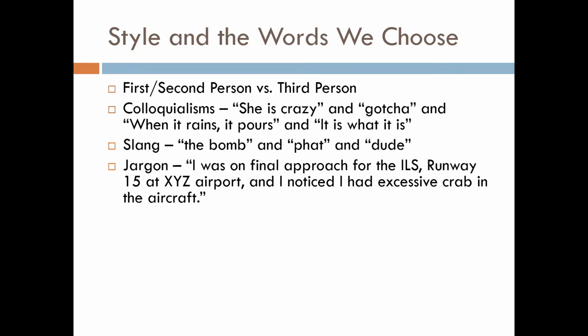Jargon. Now, jargon is very technical language that only a small group of people are going to know and understand. For example, if I said to you, I was on final approach for the ILS runway 15 at XYZ Airport, and I noticed I had excessive crab in the aircraft, you might think I was talking about the little critter that scurries along the bottom of the ocean. But the crab is a semi-technical term used in aviation to mean that the nose of the aircraft is pointed into the wind.